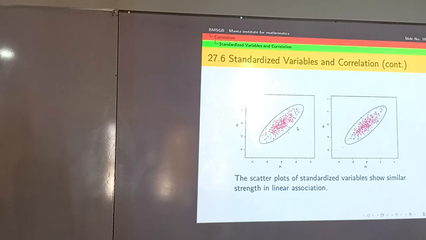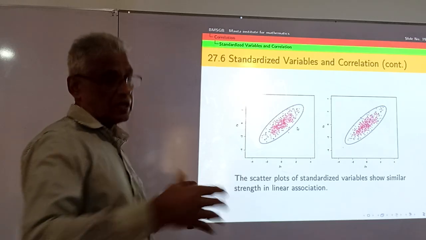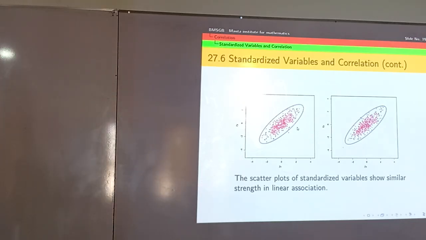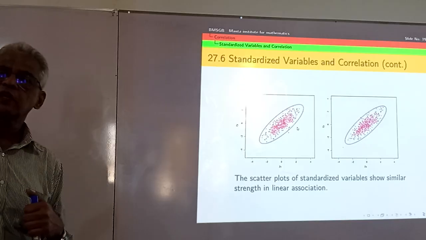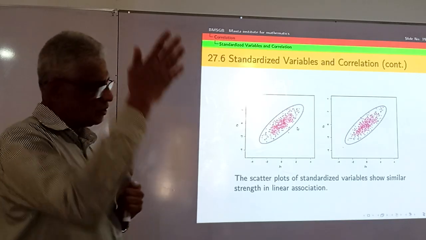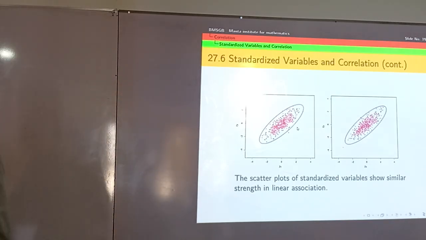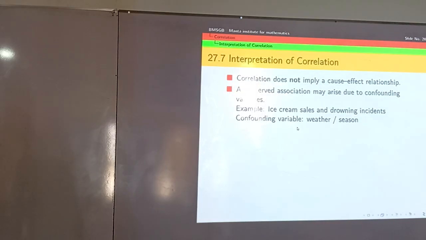That is something that is useful because if you want to really compare by graphs, then rather than plotting the actual values, actual y versus actual x, it's better to plot the standardized values. Then it is easy to compare the correlations.